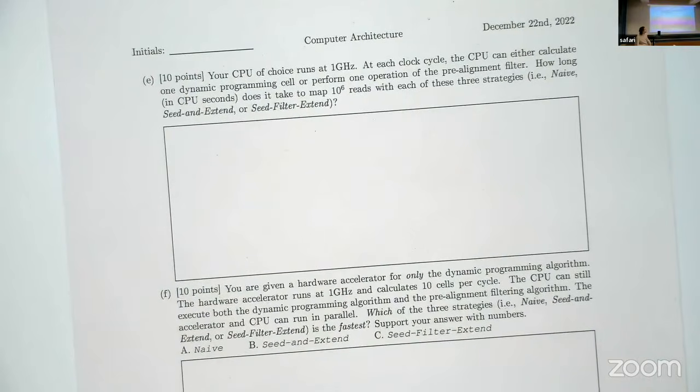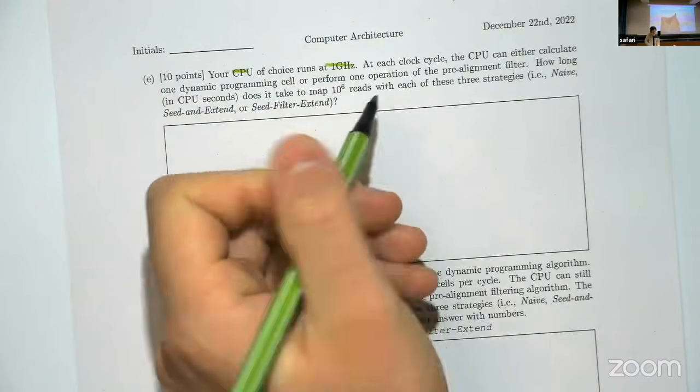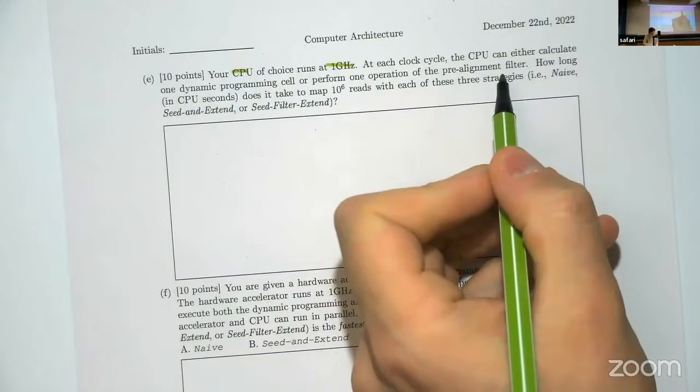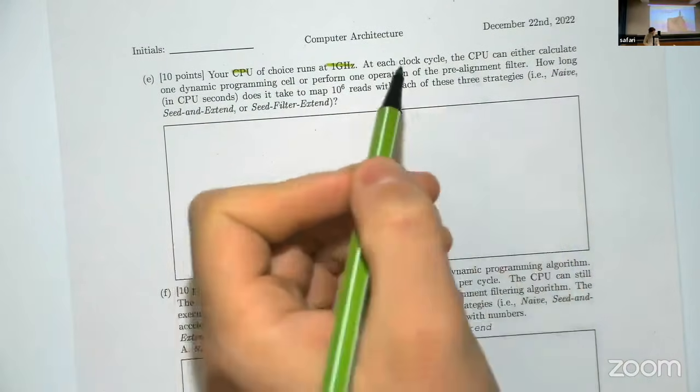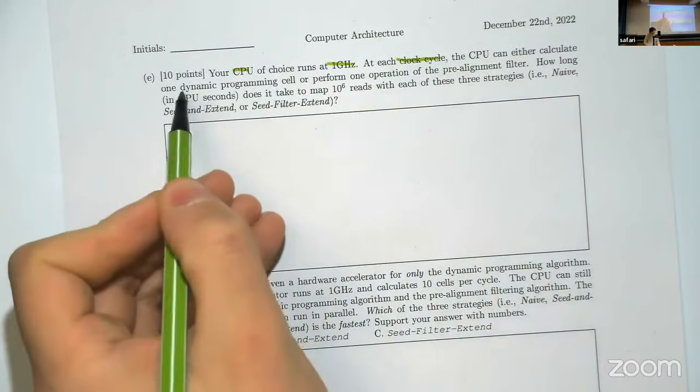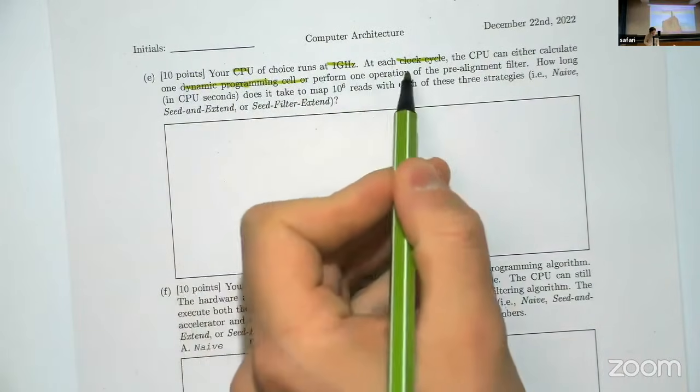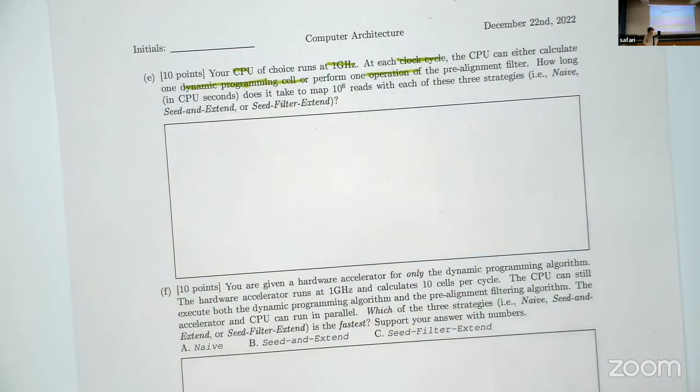We're going to bring in concrete hardware now that calculates these 3 schemes. Namely, first we have just a regular CPU. It runs at 1 gigahertz, and it's an idealized CPU. It uses only a single clock cycle to calculate a dynamic programming cell or perform a filtering operation. So it runs at 1 gigahertz, 1 cycle latency. That's to simplify the calculations.